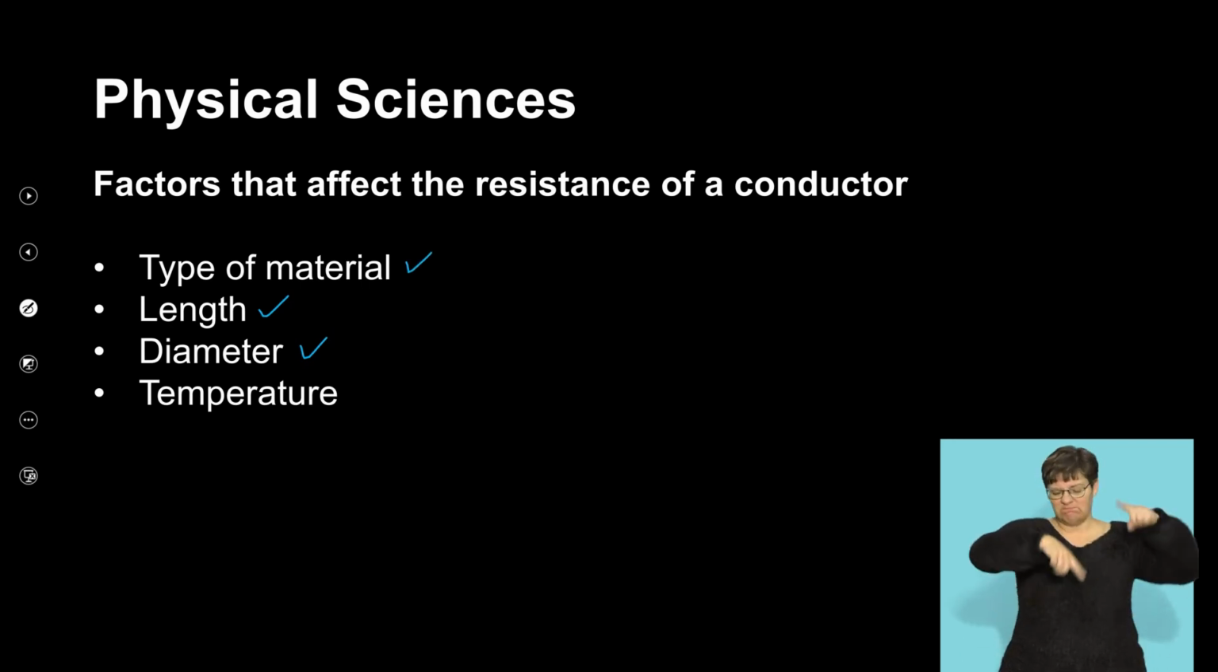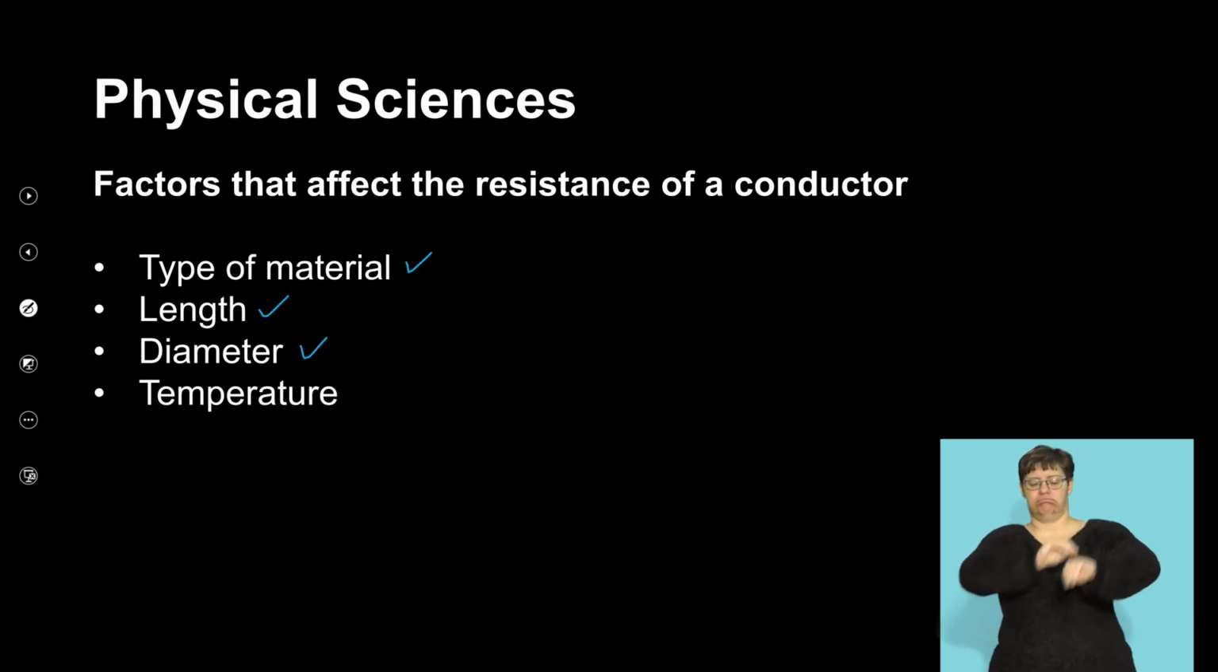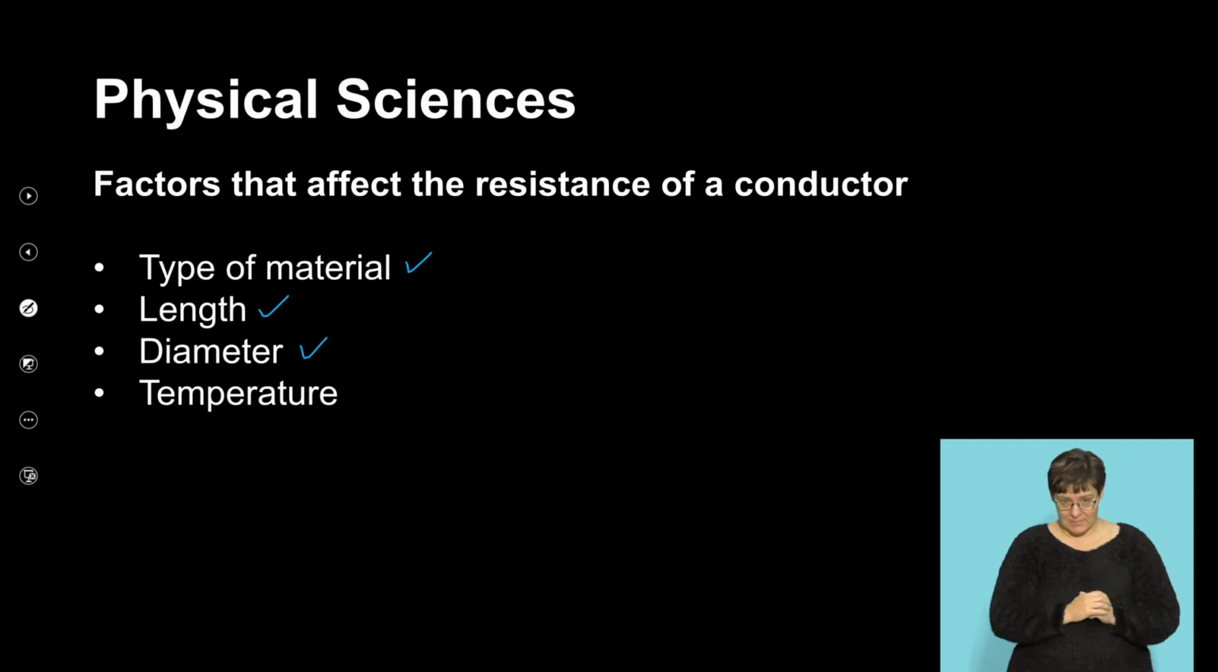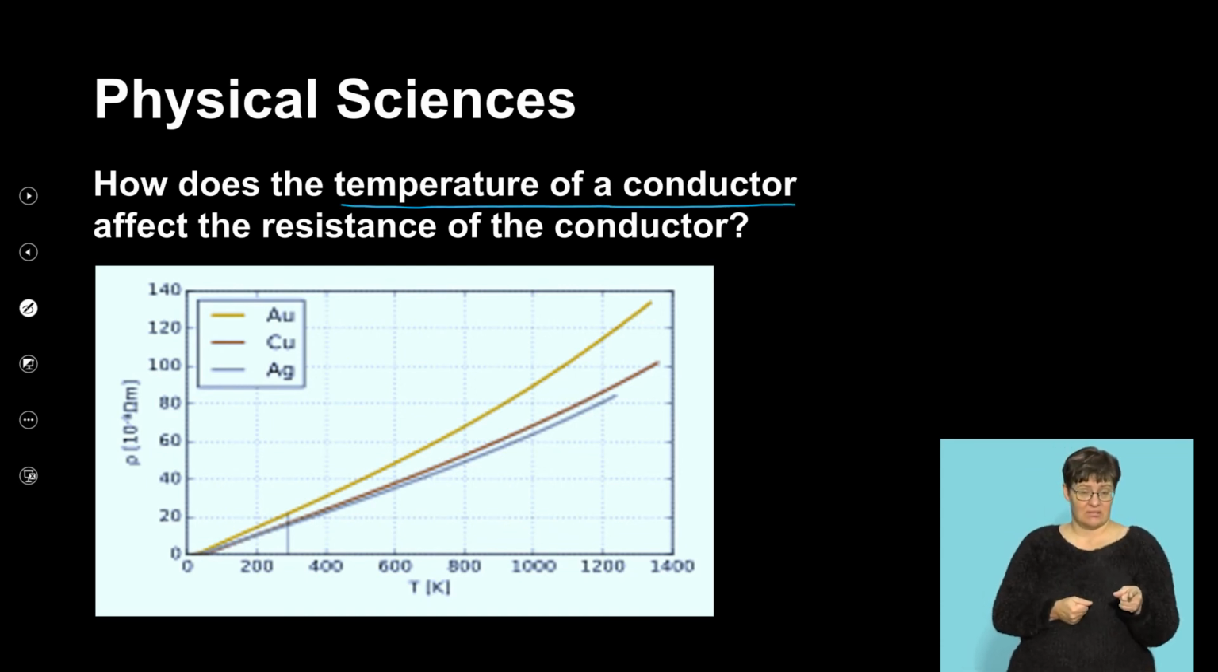We've said that different materials offer different resistance due to their unique electron configuration based on the metallic bonding of that particular element, right? Or it could be an alloy, right? Now let's look at this one, which says, how does the temperature of a conductor affect the resistance?